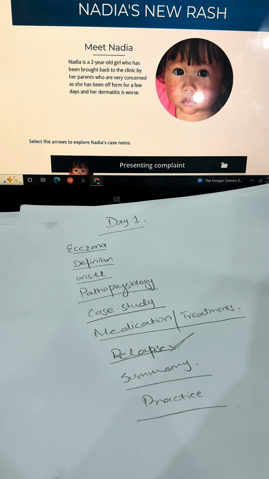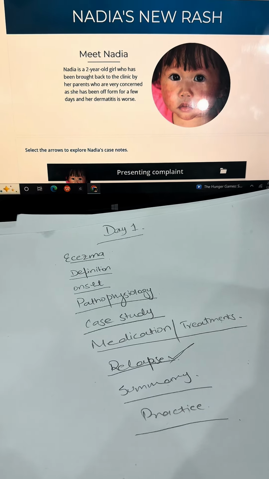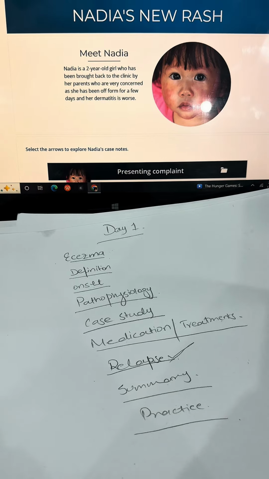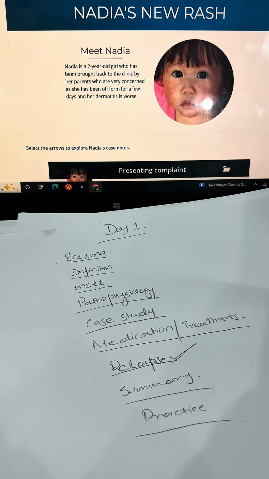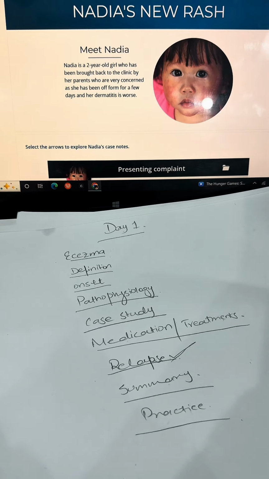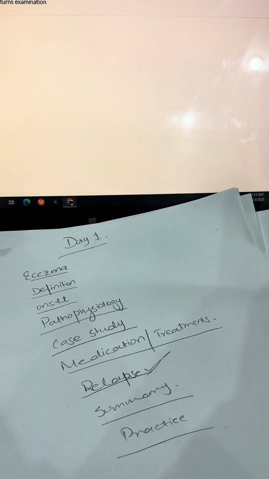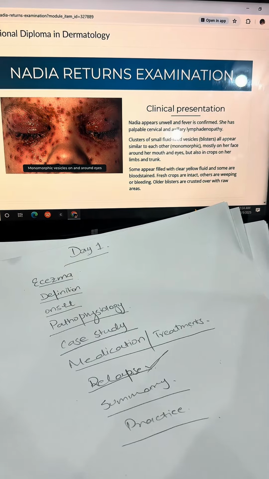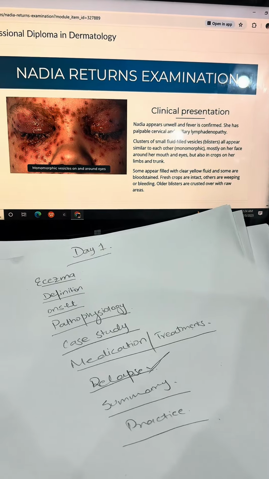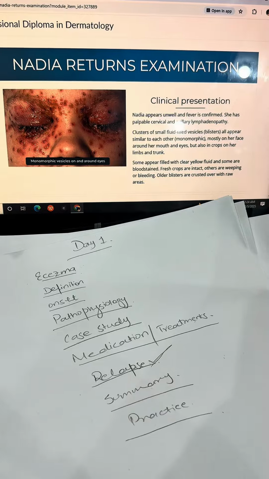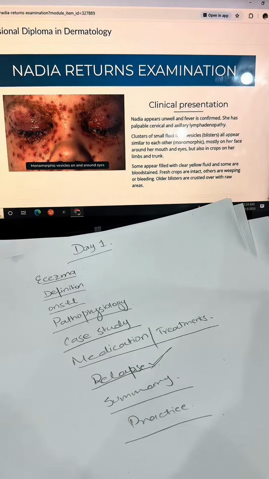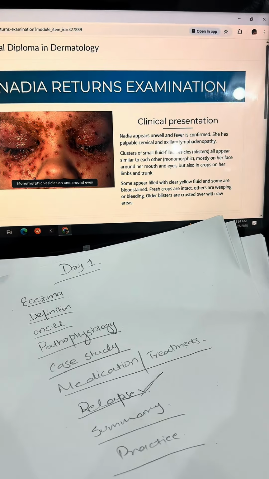Now, a 2-year-old girl has been brought back to the clinic by her parents, who are concerned as she has been off treatment for a few days and her dermatitis has worsened. Nadia is our first patient, and Nadia is in relapse. Clinical presentation: Nadia appeared unwell and fever is confirmed. She has palpable cervical lymphadenopathy, which means an inflammation or infection is present.